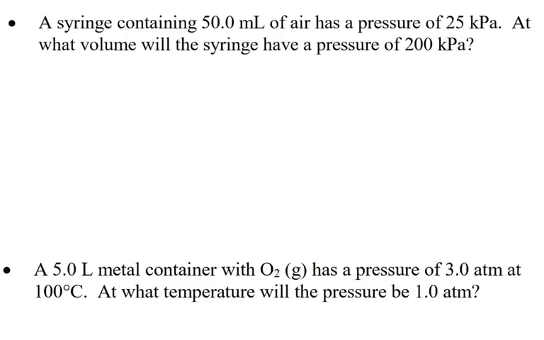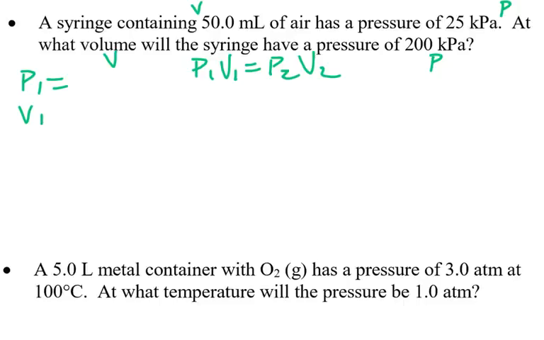A syringe containing 50 milliliters of air, so that is a volume, has a pressure of 125 kilopascals. At what volume will the syringe have a pressure of 200 kPa? Okay, so I have pressure and volume and pressure and volume. So I already know that my equation is going to be P1 V1 equals P2 V2. And I need to get my variables. So P1, V1, P2, V2.